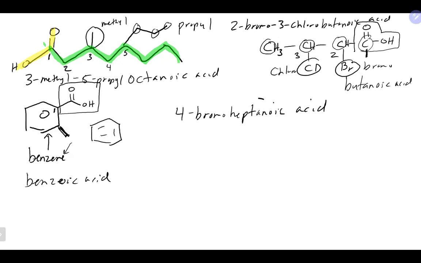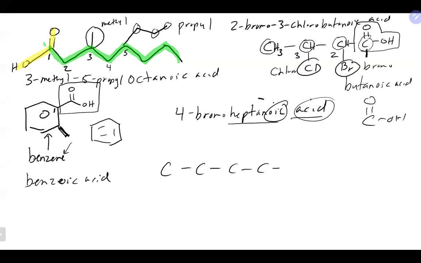Okay, so going backwards here, I see an acid and I see heptanoic acid. So the "oic acid" should tell me I've got a carboxylic acid group happening. And heptanoic acid means heptane, which is 7, so we're going to lay out our 7 carbons. I think that's 7: 1, 2, 3, 4, 5, 6, 7.